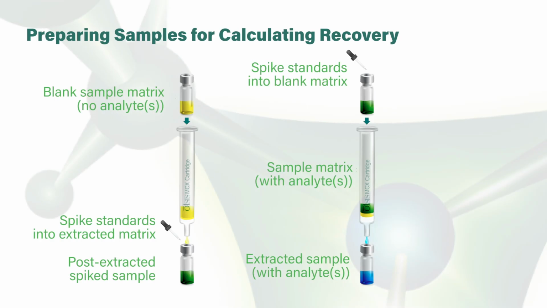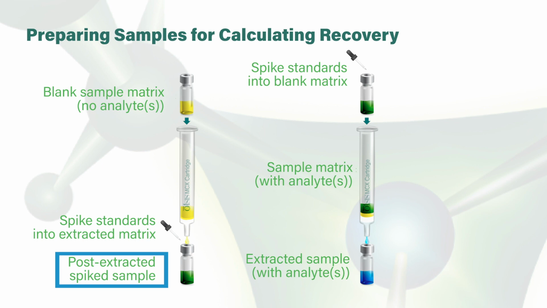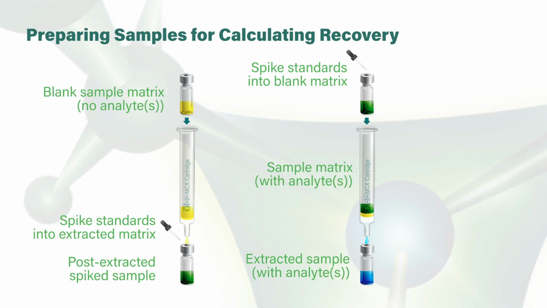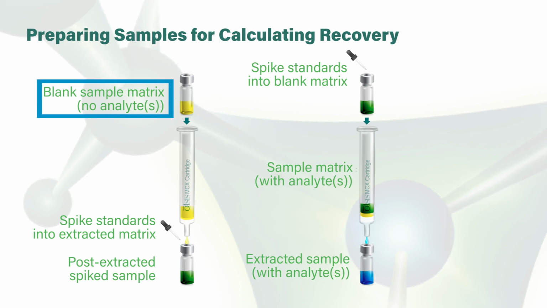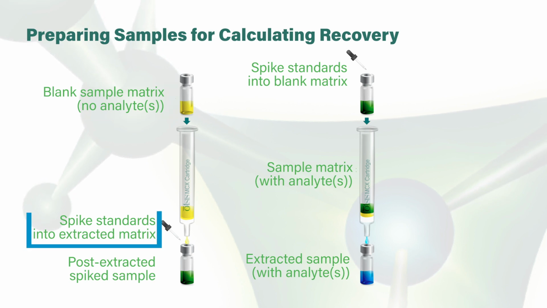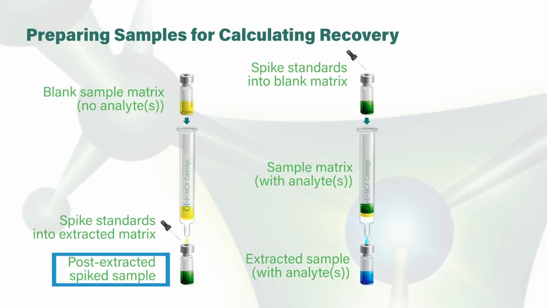To calculate recovery, there are two different solutions that you need to make: the post-extracted spike sample and the extracted sample. To make the post-extracted spike sample, you need to take a blank sample matrix with no analytes and then run that through your solid phase extraction procedure. At the end, you then spike your standards directly into that extracted matrix, and that creates your post-extracted spike sample.